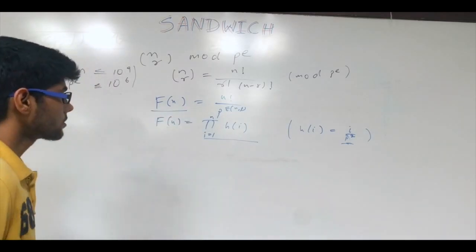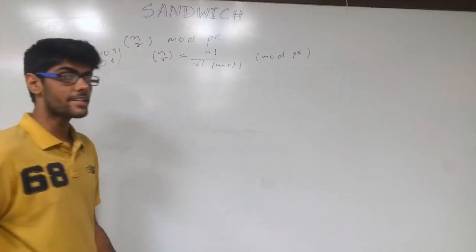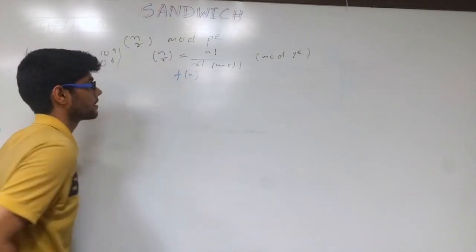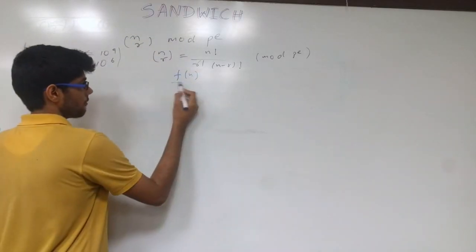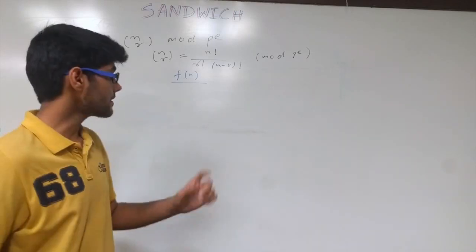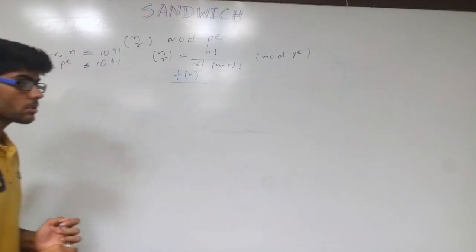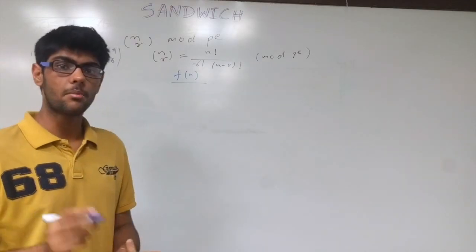Okay, so let's try to find small f of n. How do we find small f of n? Remember that small f of n was the product of all numbers which are less than or equal to n and also co-prime to p. So let us first make some observations about g.